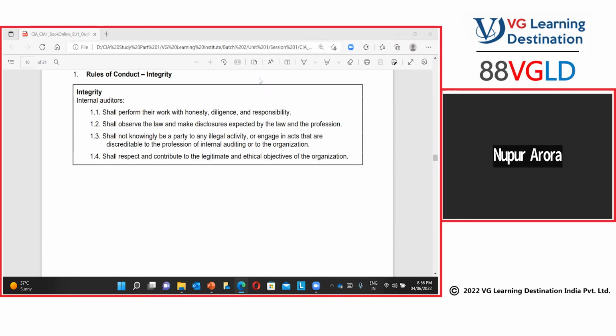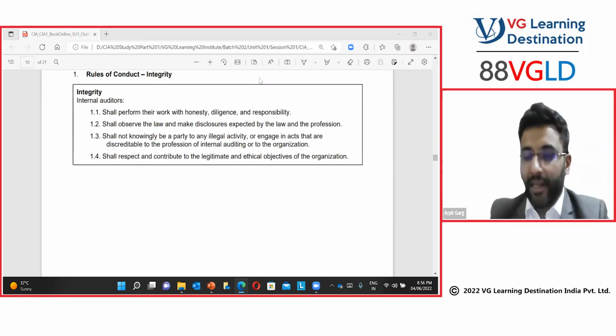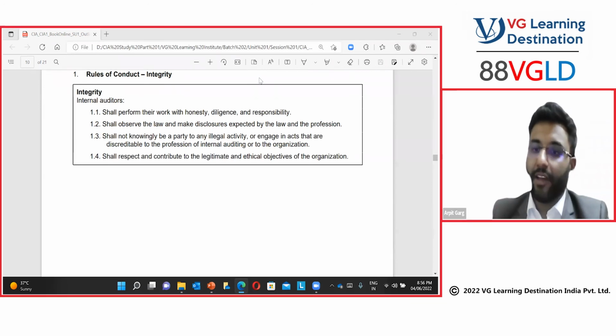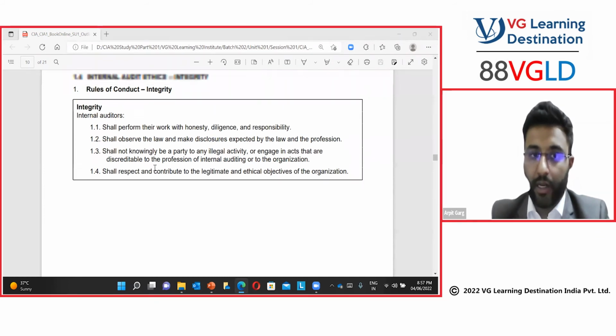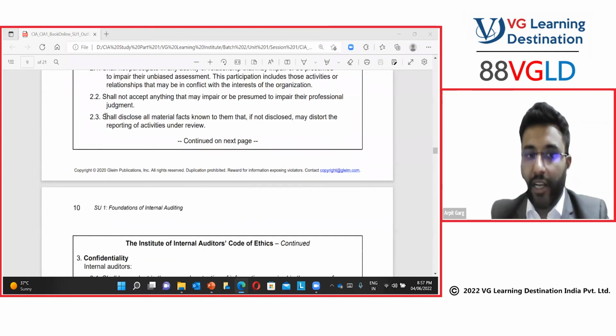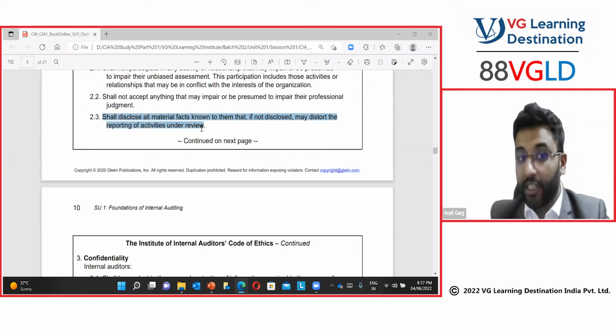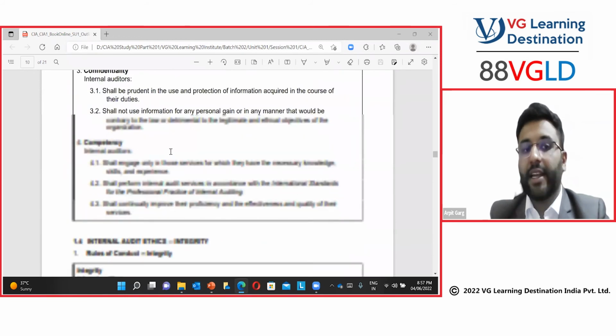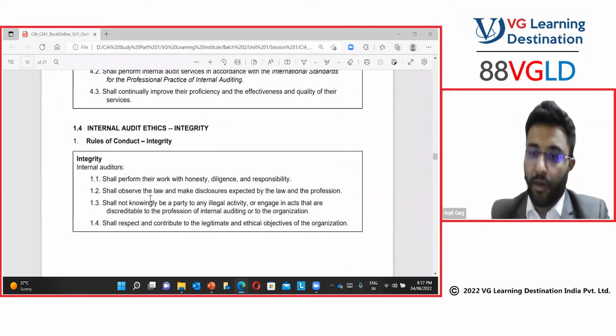And in case it is repetitive, the way I'm saying it is there are two ways of seeing it. One is that we have to report it, right? So we have to have a very transparent reporting mechanism in place. Of course, if you're not reporting it, it would impair my objectivity. It could impair my integrity as well. Objectivity, for a reason that it may distort the terminology that we have understood here, that they shall disclose all material facts known to them, that if not disclosed may distort the reporting of activities under review. And the second is, from the integrity point of view, because we are not reporting what we have noted. So in order to safeguard that, we are saying that yes, we have to do it.